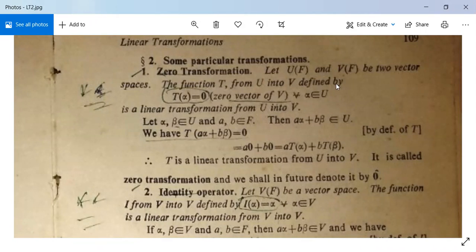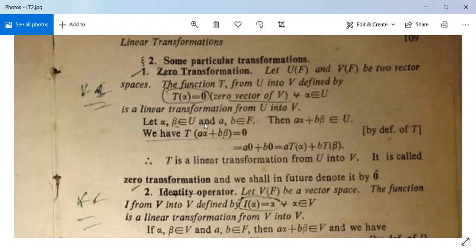Let U and V be two vector spaces and the function T from U into V be defined by T alpha is equal to zero vector. This is the zero vector of V. This alpha is in U and this zero vector is in V. This is a linear transformation from U into V.